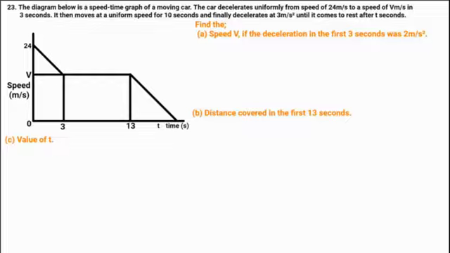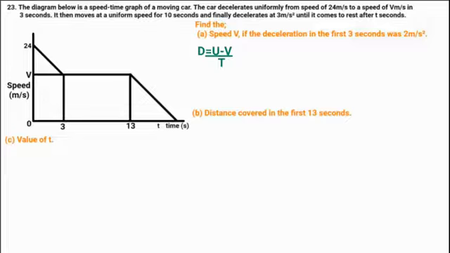t seconds. Okay, so the question is: find the speed, which is v, if the deceleration in the first 3 seconds was 2 meters per second squared. Okay, so this is the question we're asked to find. So what we're going to do now is use the formula of deceleration, which is deceleration is equal to initial speed minus final speed over time.